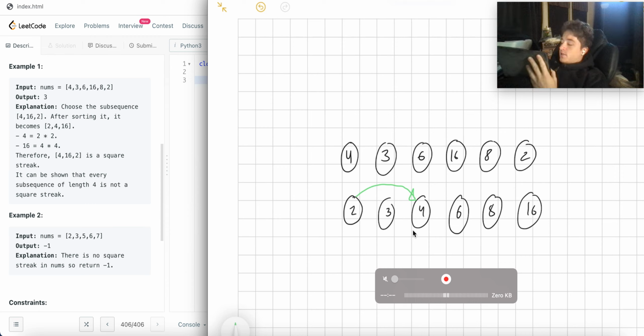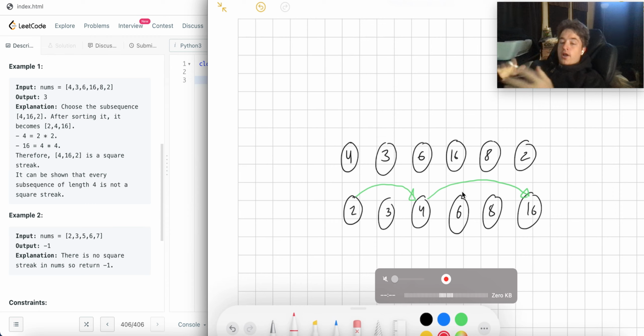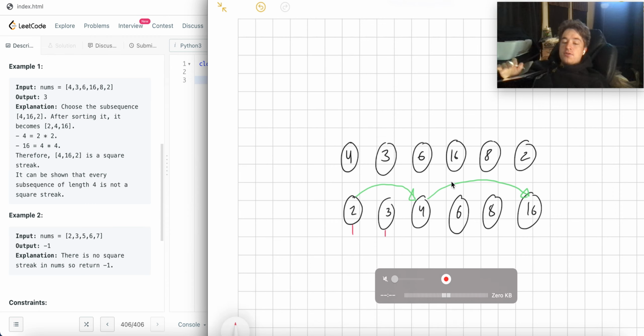Then I can create this link, and then I can just find the longest path in this graph. Or, better yet, I could just do a dynamic programming approach where I consider all of these things length 1, and then when I find a neighbor that goes into me, I make this link 2, right?